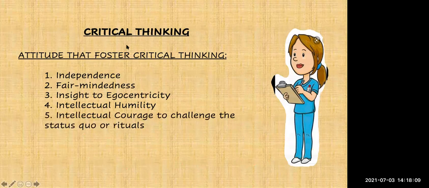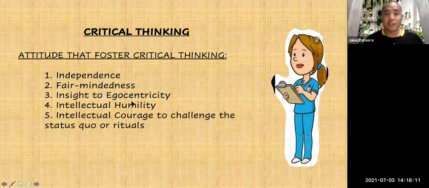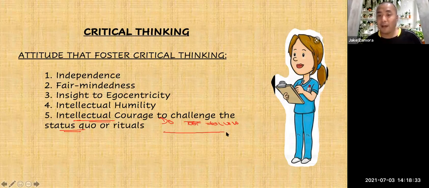Yes, okay. The next one is intellectual courage to challenge the status quo. Okay, guys. This is very important ha. Intellectual courage to challenge the status quo. Okay? Again, I told you earlier, our goal, okay, we as a nurse, okay, we belong to a certain profession. So we just do not follow doctor's orders, okay? We do not just simply follow blindly, okay?